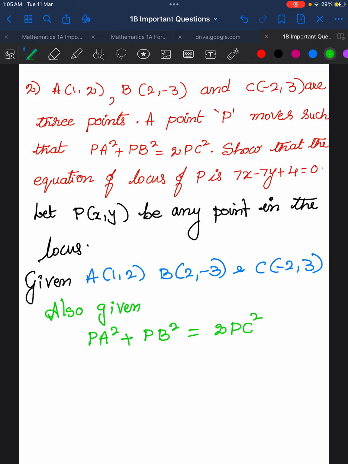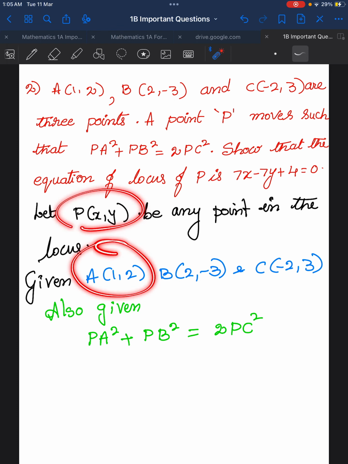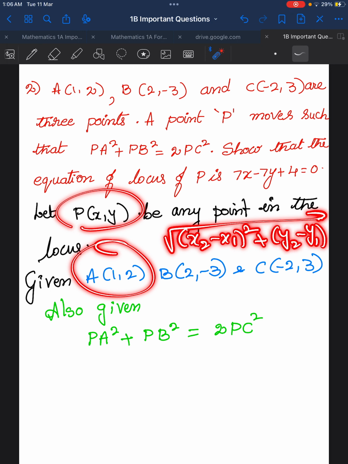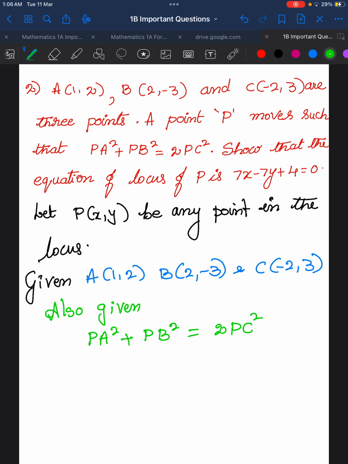All of you observe, what is the formula for distance? Everybody knows, we have to use the distance formula, which is root of (x2 minus x1) whole square plus (y2 minus y1) whole square. For PA, the distance from P to A, you need to write root of (x minus 1) whole square plus (y minus 2) whole square. P point is x, y and A point is 1, 2. This is actually PA.